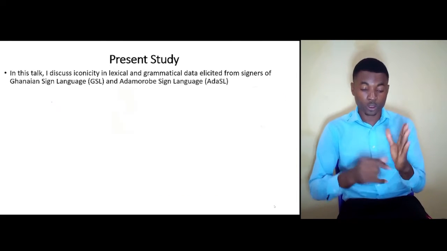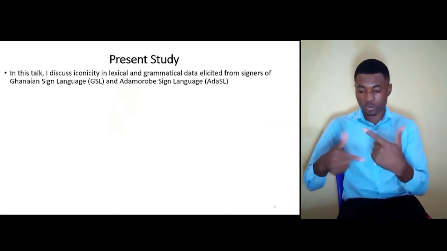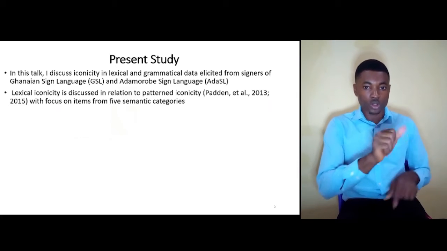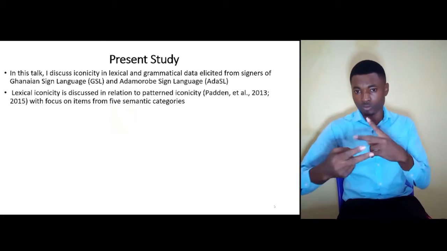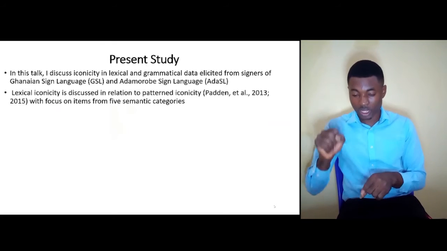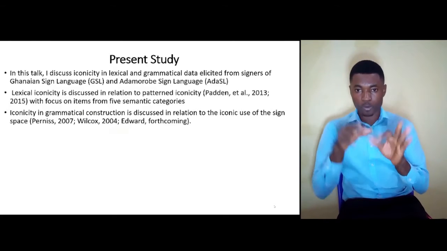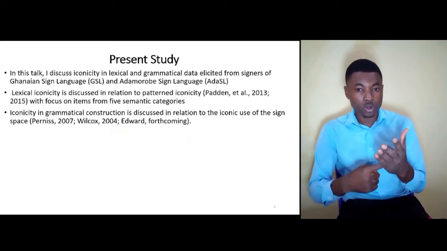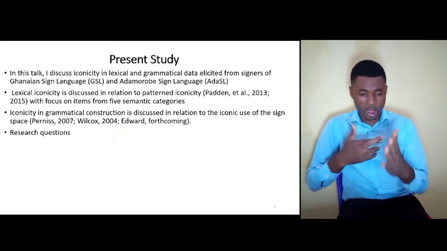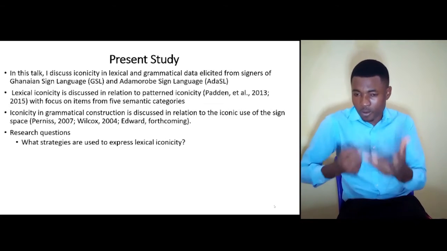In my talk today, I discuss iconicity in lexical and grammatical data elicited from signers of Ghanaian and Adamorobe Sign Languages. I focus on lexical iconicity in relation to what is known as patterned iconicity, and I'll focus on 5 semantic categories. I also discuss iconicity in the grammatical construction with focus on the iconic use of the sign space. So my research questions are, what strategies are used to express lexical iconicity?